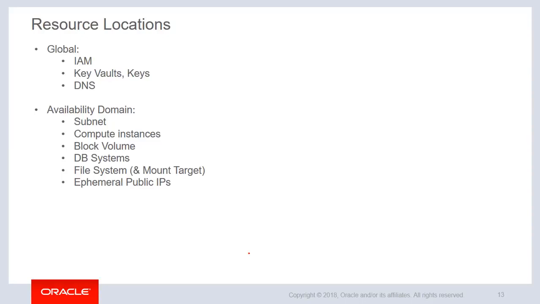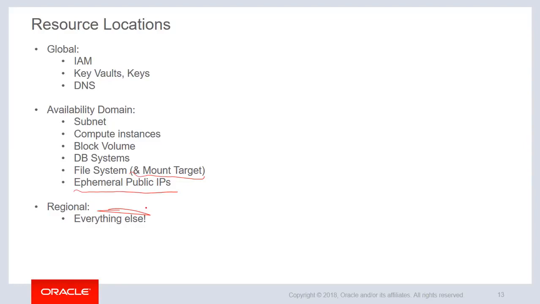Subnet is a construct which is specific to an AD. Compute instances, block volumes, and DB systems live in any AD, because again these are physical things which have to live in a data center. File system and mount target, that is the NFS file service we have, is also AD specific. And ephemeral public IPs which you get with your compute instances is also availability domain specific. Everything else is regional. All other resources you create. Now this is an important concept as you think about disaster recovery. It's important to understand what is AD specific versus what is not.